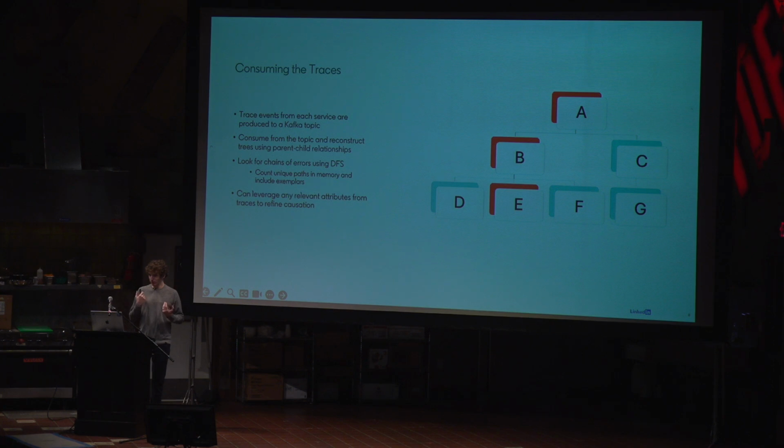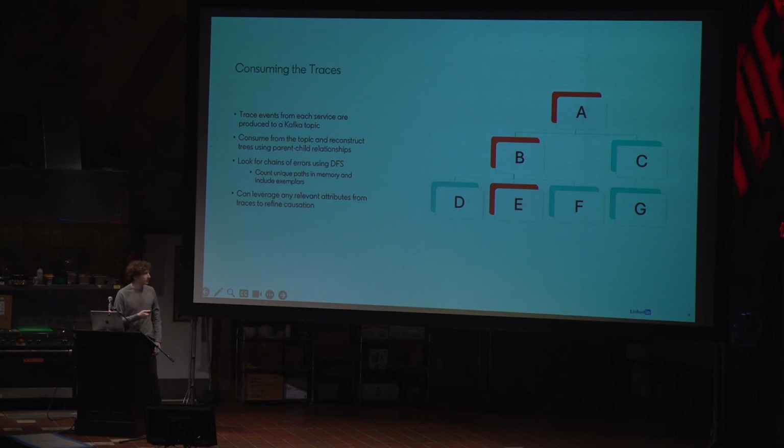And so we have a stream processing job that consumes from the topic and reconstructs trees using the parent-child relationships. Each message in the topic is a span, and it has a span ID and a parent. So we're able to, in memory, construct a map that allows us to traverse the entire tree. We then look for chains of errors by performing a depth-first search. First of all, we discard any trees that don't show any errors. They're not useful to us.